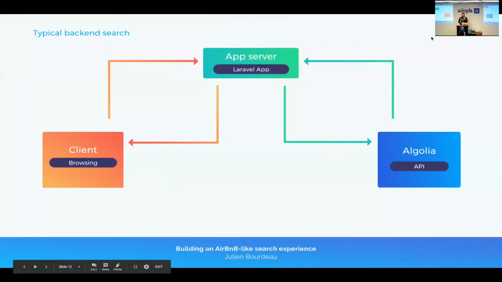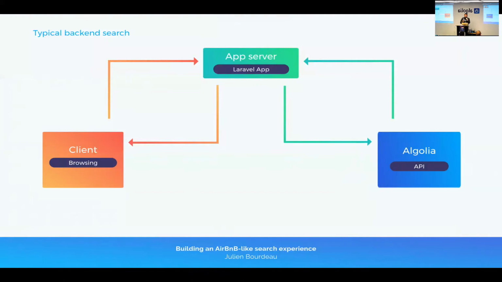On a typical website, the search will look like this. Your client will be browsing your website and will call your server with the query. Your server will call Algolia. Algolia will send the answer to your server, and your server will send the answer to the client. That's what we call backend search.